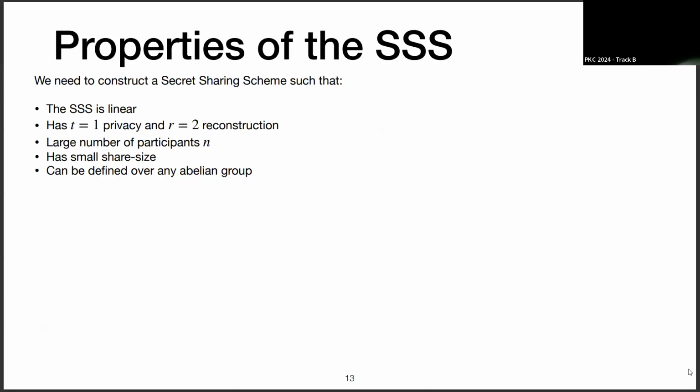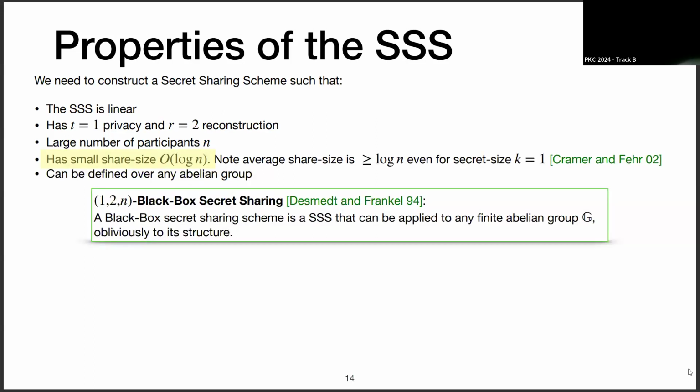So let's recap what the properties are that we want from the secret sharing scheme in order to have this efficient Sigma protocol. First, we want the secret sharing scheme to be linear so that we have correctness. We want it to have 1 privacy and 2 reconstruction, so that we have 2 special soundness. We want to have a large number of participants, because as I mentioned before, that implies having a small soundness error. We would like to have a small share size so that the communication is efficient. And finally, we want this to be able to work over any abelian group. So this last point leads us to the usage of black box secret sharing schemes.